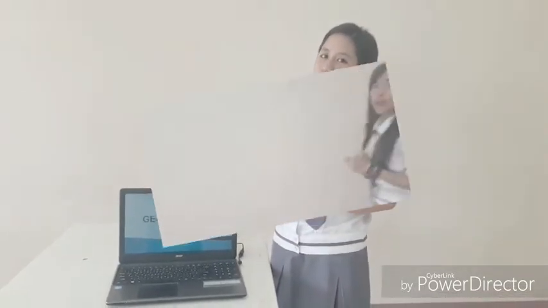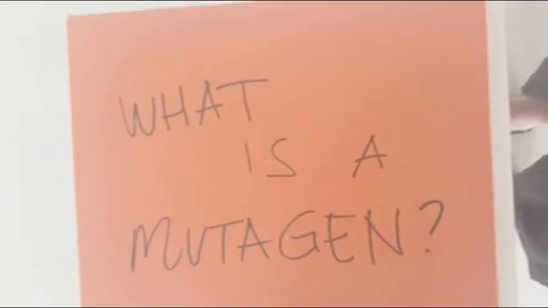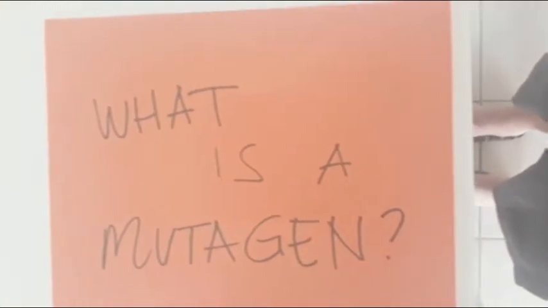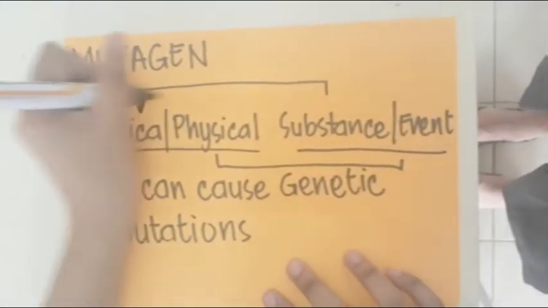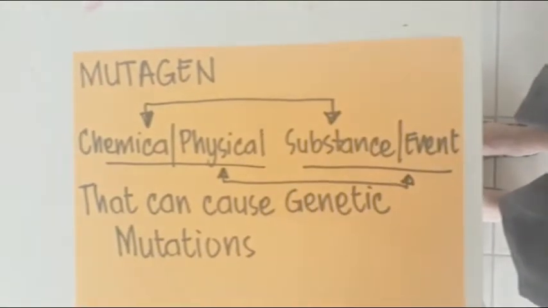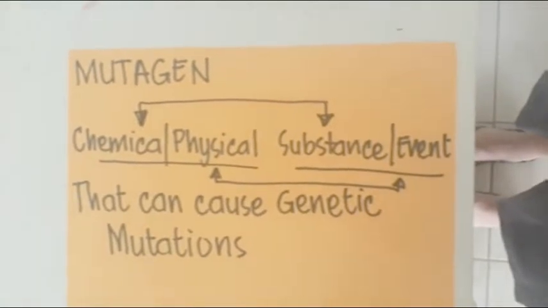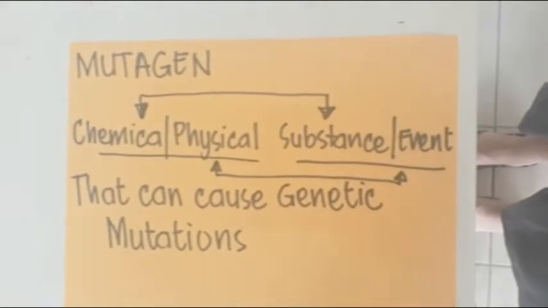I am Niti Lagunday. A while ago, we tackled gene mutation. So now I'm here to discuss mutagenic agents. We're going to talk about mutagens and how they can cause DNA damage. First, what is a mutagen? A mutagen is any chemical substance or physical event that can cause genetic mutations. Chemical substances like poison could be a mutagen, or physical events like UV light or different kinds of radiation could also be a mutagen. And we classify mutagens into two different categories.